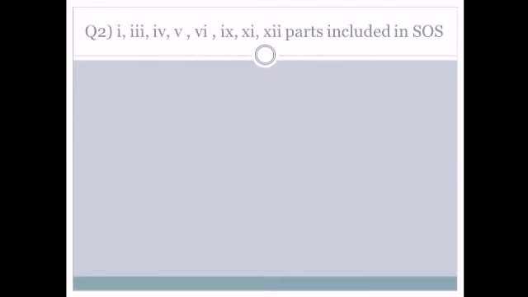Now come to question number 2. In question number 2, these parts are included. We have a total of 12 parts in question number 2. The included parts are 1, 3, 4, 5, 6, 9th, 11th and 12th. These parts are included in your syllabus. The remaining parts are not included. So the total 12 parts are given in question number 2 and these 8 parts are included in your syllabus.